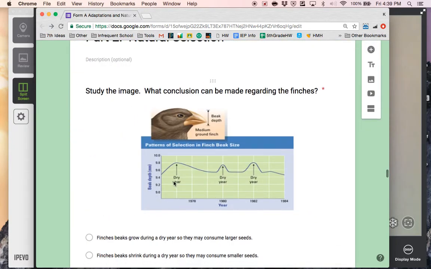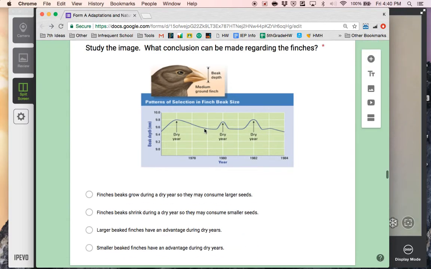Look at this image. So we have a finch, beak depth, and we have these dry years, and this blue line represents the beak depth. So it looks like it's getting bigger when there's a dry year, and then it kind of comes back normal. And then we have a dry year, and it gets bigger, and then it kind of goes back to normal. Then a dry year, and it gets bigger, and then it kind of goes back to normal. And then it kind of goes down a little bit. Must be getting more water. But if you look at these dry years, the beak depth is getting wider.